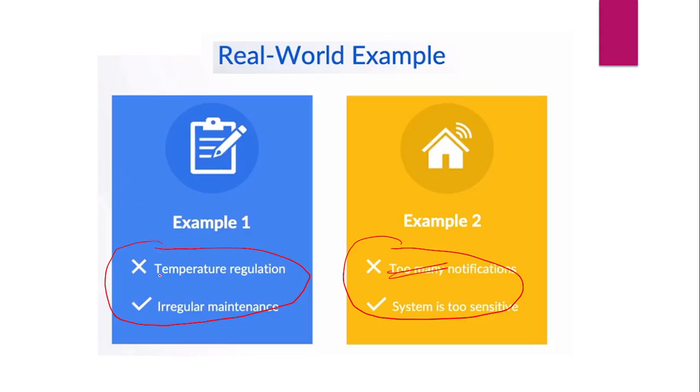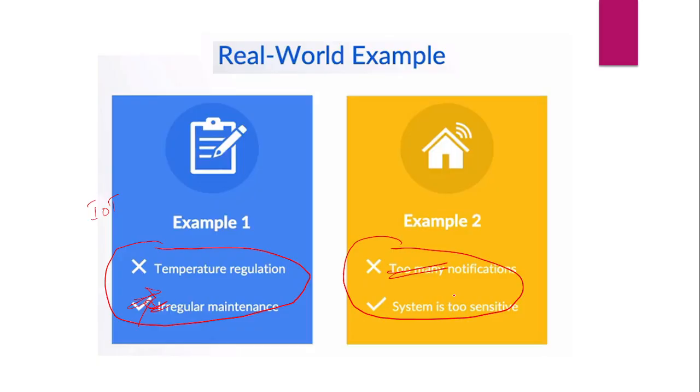Again, here the temperature regulation. If I say that my IoT device is not doing the temperature regulation properly, or it is not able to monitor the temperature properly, it means that I am doing irregular maintenance. So my maintenance is not satisfactory on a regular basis. That's why the devices cause errors in the reading.